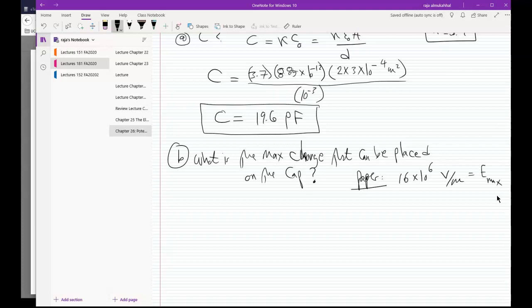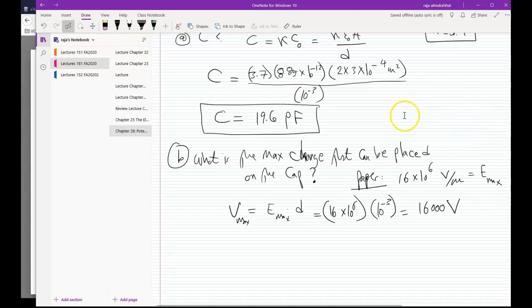If this is Emax, I can find Vmax. Remember, V equals ED, so that's just Emax times D. I can find the maximum voltage that I can put in before it breaks down. That's going to be 16 times 10 to the 6 times the separation distance 10 to the negative 3, and that gives me 16,000 volt. That's the maximum voltage you can put on this capacitor.